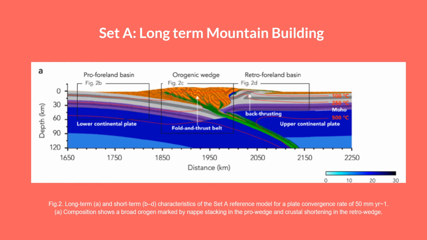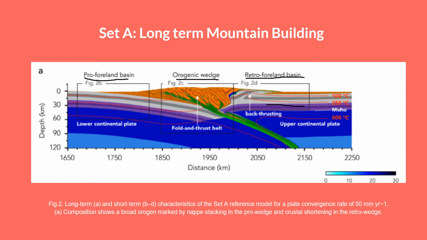So the long-term mountain building has mainly three parts. The first part is the pro-foreland basin, which is the left part, the orogenic wedge in the middle, and the right part, which is the retro-foreland basin. It is clear from the picture that the composition shows a broad orogen marked by nappe stacking in the pro-wedge part and cluster shortening in the retro-wedge part.